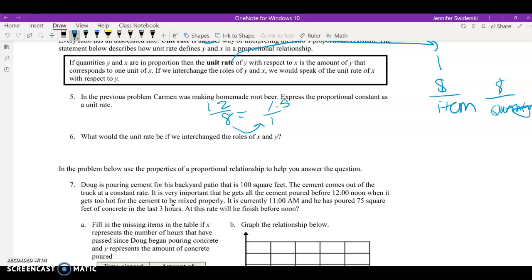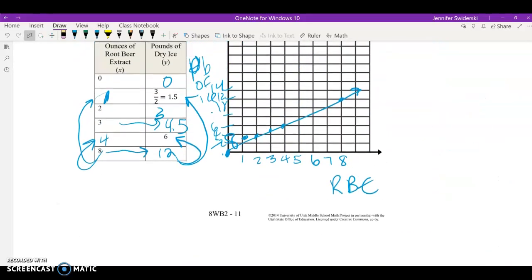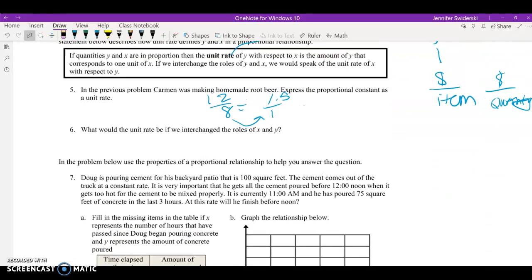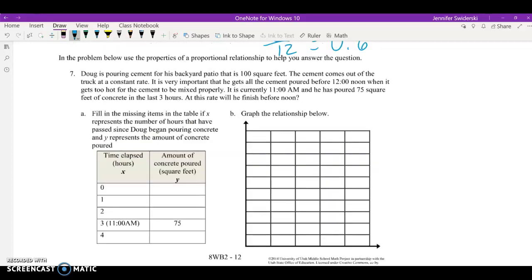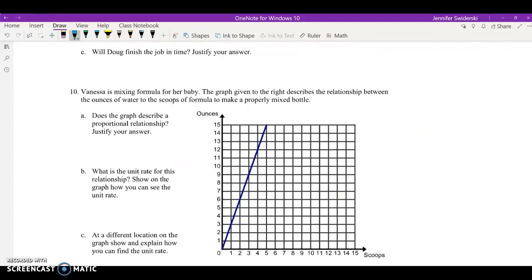So then they said, okay, well, what if we change the roles of y and x? Well, if you change the roles of y and x, that means it would be 8 over 12. And if you divide 8 divided by 12, you end up getting 0.6 repeating. So it's really important to remember to always put your y over your x. Okay. We're going to come back to number 7.